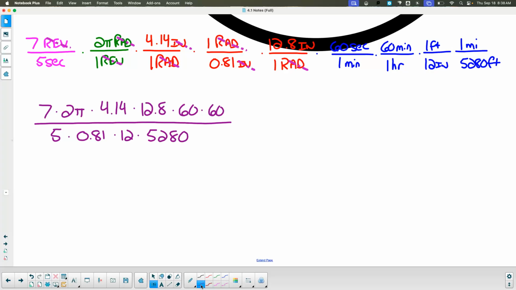Seven times 2, come on now. 7 times 2 times pi times 4.14 times 12.8 times 60 times 60 divided by 5 times 0.81 times 12 times 5,280. I get that Lance is going 32.698 miles per hour.